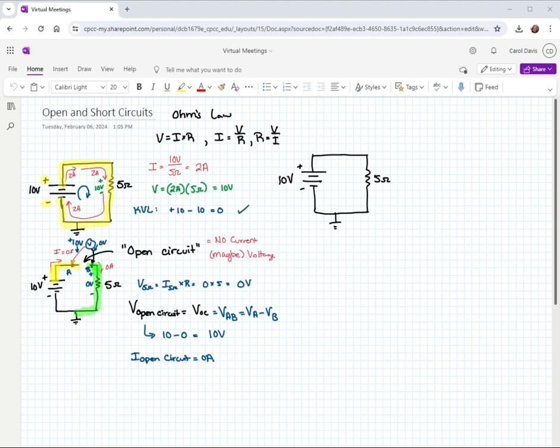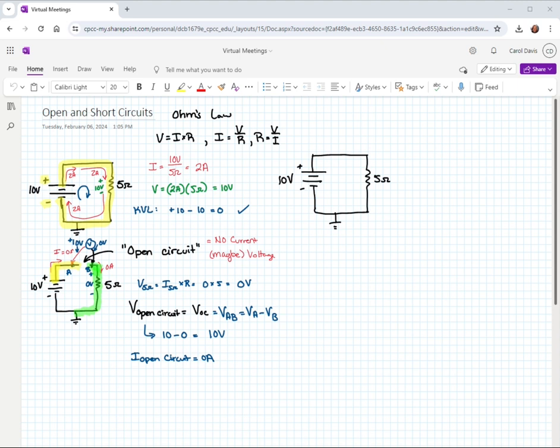Now, a short circuit is a little different. A short circuit is where you might have a connection in the circuit that you don't want to have. So an open circuit is the absence of a connection where there should be some current, and a short circuit is an extra pathway for current to flow that maybe you're not intending.